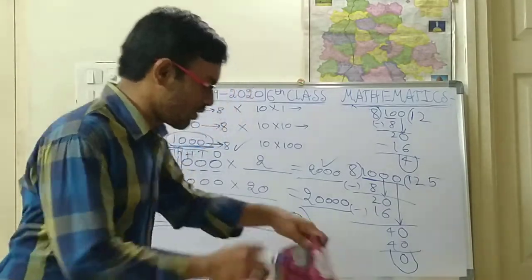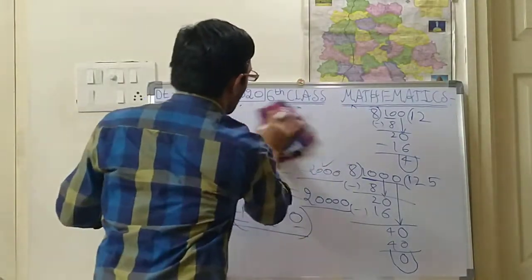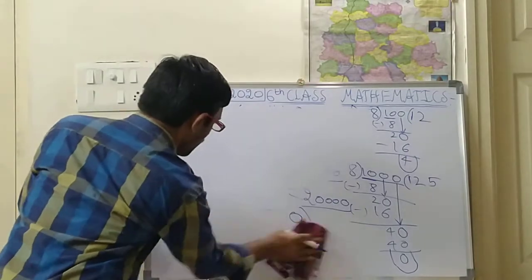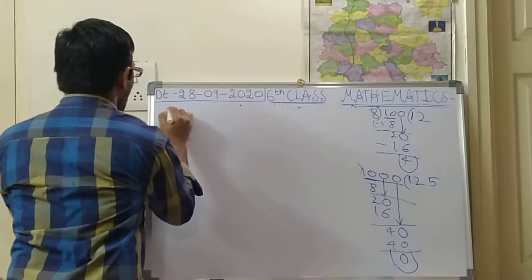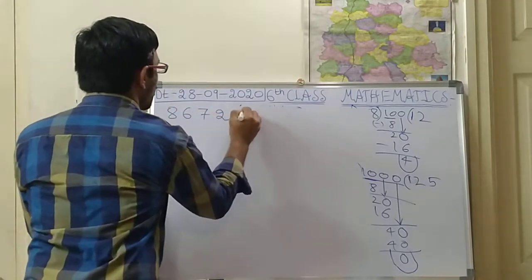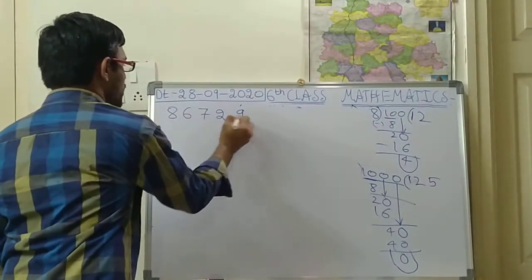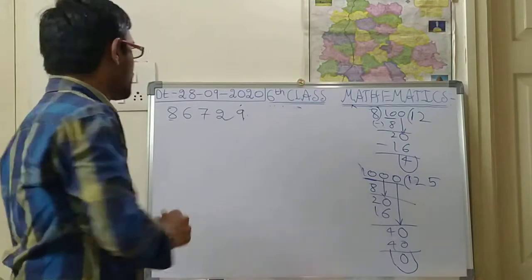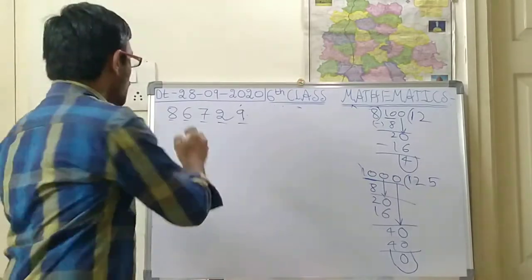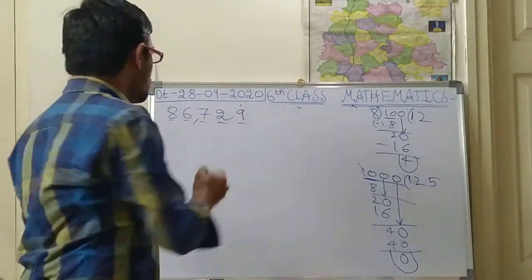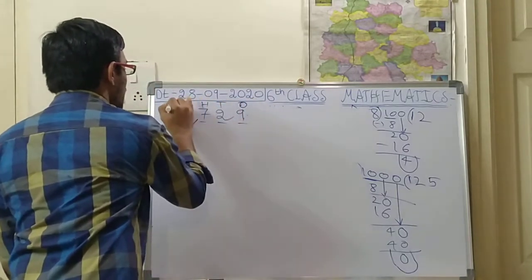Okay. So for example, without any confusion I will say, okay, 86,729. 8, 6, 7, 2, 9 is there. So here, first of all, how many digits are there for this number? 1, 2, 3, 4, 5. So totally there are 5 digits. 86,729. So here what are the names of places? Ones, tens, hundreds, thousands, 10,000s.